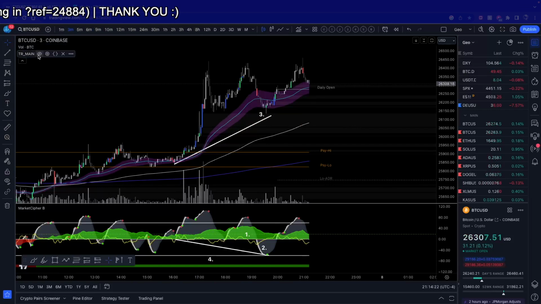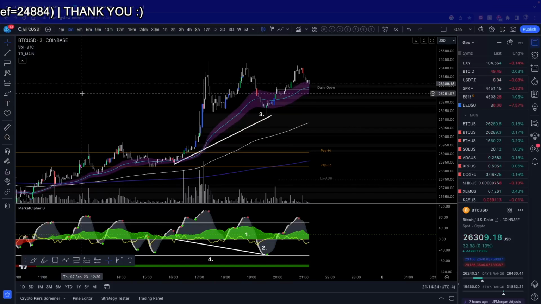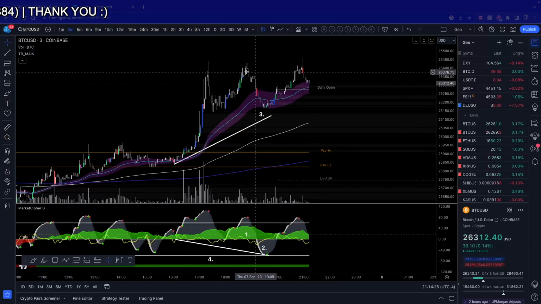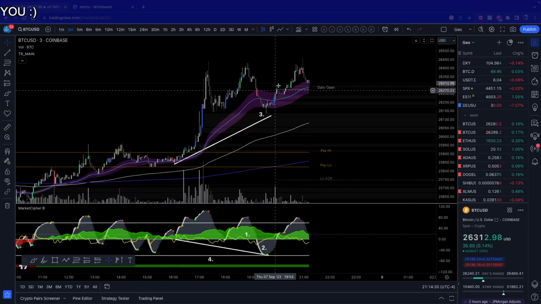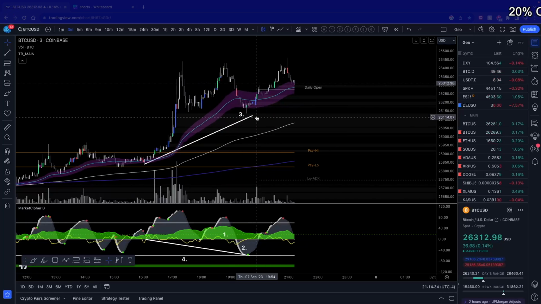Guys, if you don't have this indicator, it's called TR Main, Trader's Reality Main. I'm not going to go over the indicator right now. We're not going to go over vector candles right now. I do have other tutorials on it, but you are going to need to download this and you're going to need to know it. So let's talk about this, right?